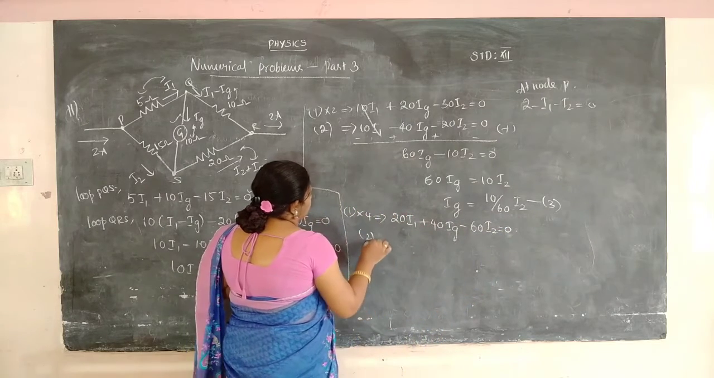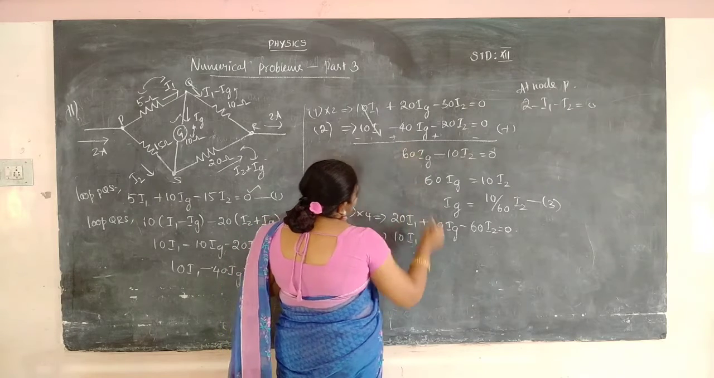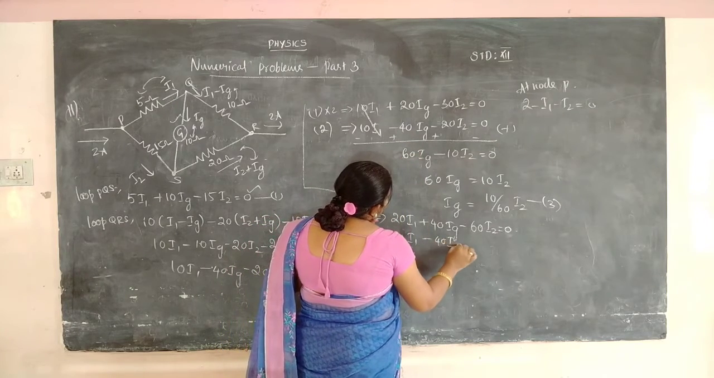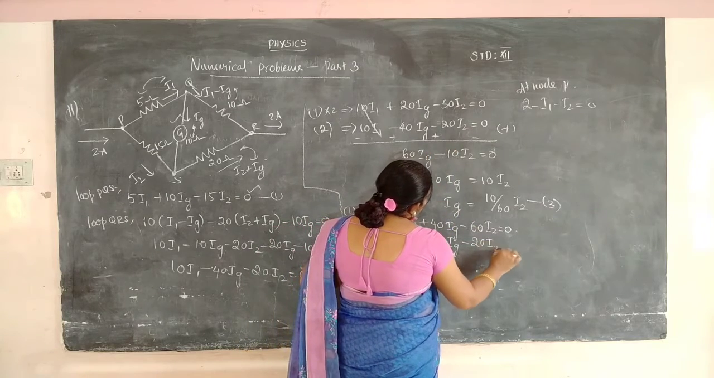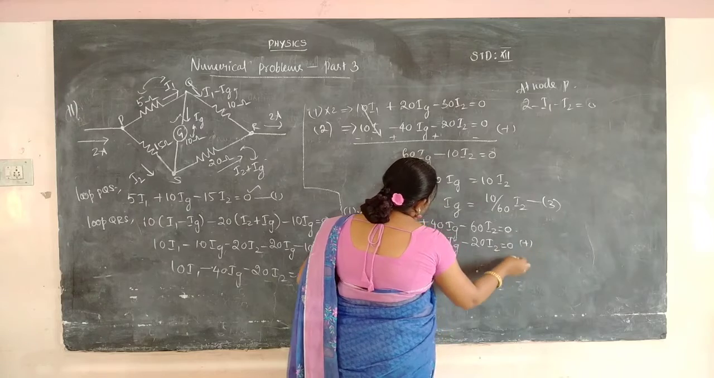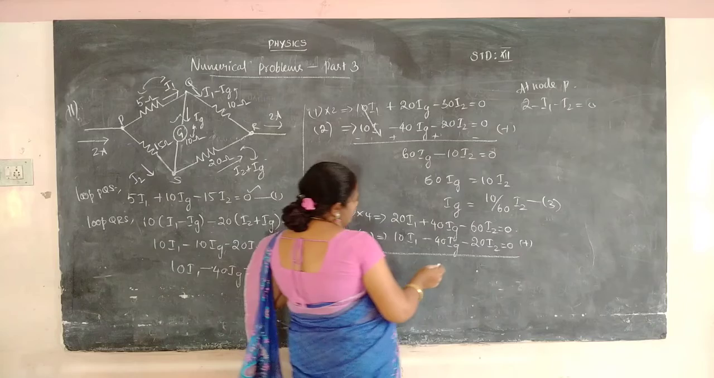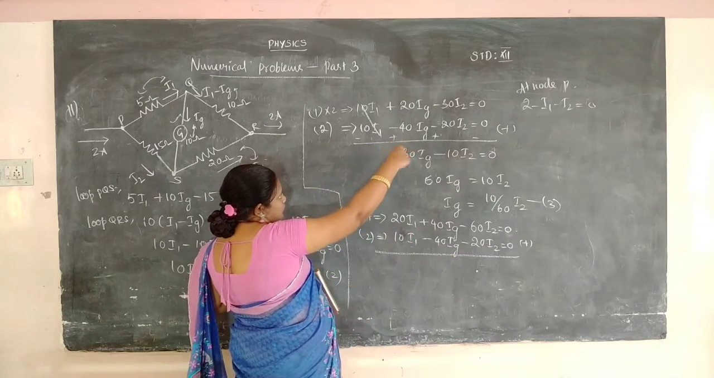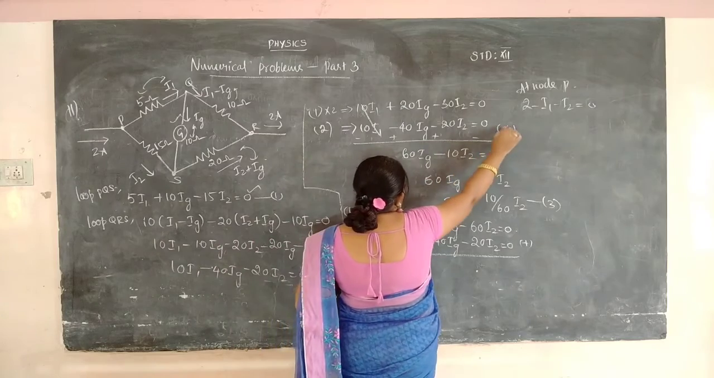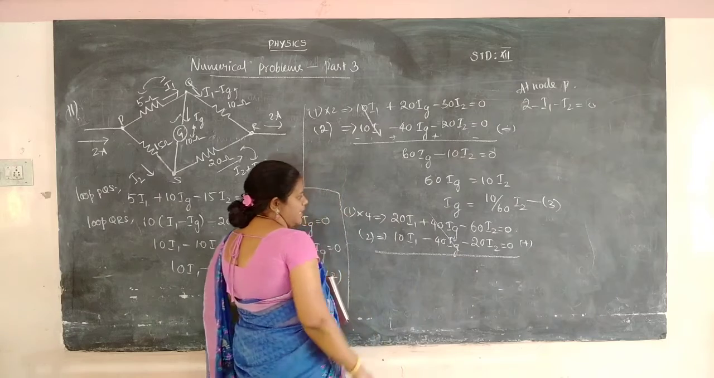Then we take the second equation. What is the second equation? 10i1 minus 40ig, then minus 20i2, it will be equal to 0. We are adding the two equations. Okay, I subtract the two equations. So this is the subtraction of two equations, and 40ig will be cancelled.